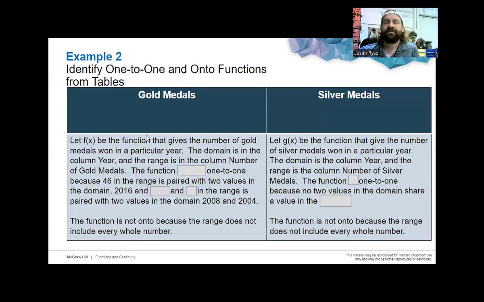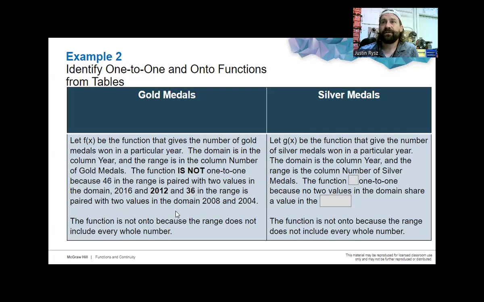Okay, so if we look back at the gold medals, and if you go back to the chart there, we can say a function here, f of x, gives the particular number of gold medals won in that year. All right, the domain is the column year, so that would be our x, and the range is the number of gold medals. So domain is years, y is the number of gold medals. All right, the function is not one-to-one because 46 is paired with two values. If we look at the domain, it's both 2016 and 2012. So it is not one-to-one because that range number, the y number, appears in two different x spots.